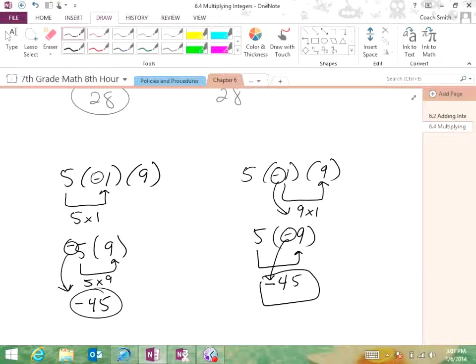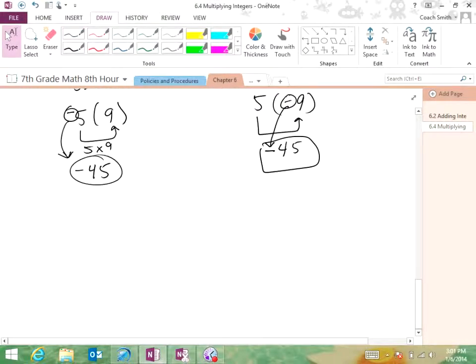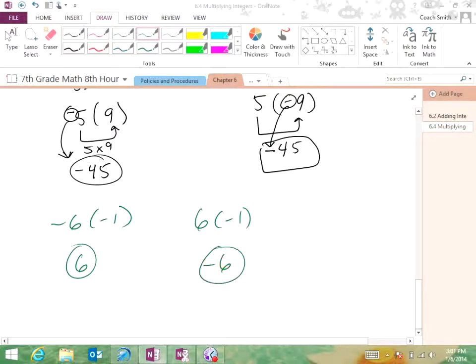Minus negative 1? Yeah. You could do it 5 times 9, which is 45, and then take 45 times negative 1. Anytime you multiply a number by negative 1, you're going to get the opposite of what you multiplied by. In other words, if I had negative 6 times negative 1, what's the opposite of negative 6? Positive 6. So that would be your answer. If you had 6 times negative 1, that's negative 6. That's your answer.